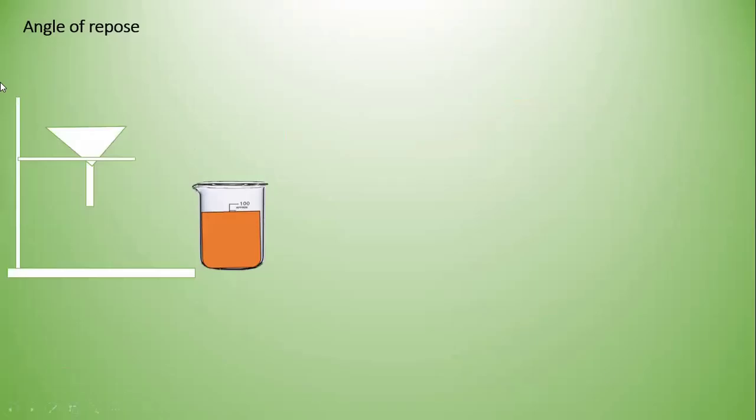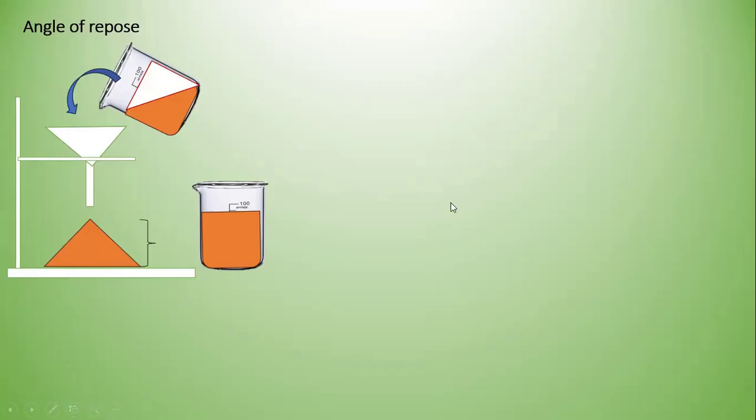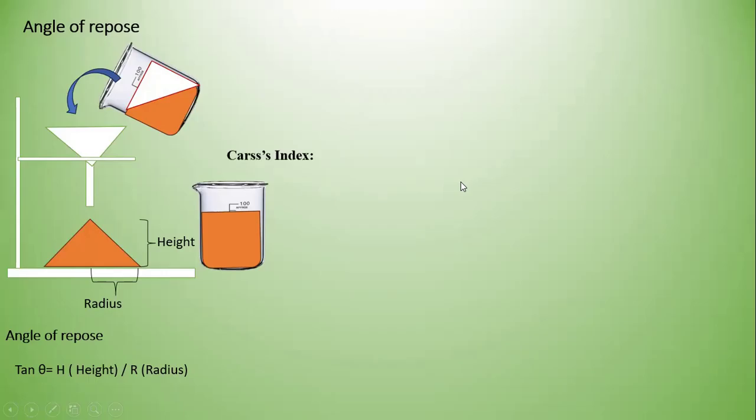For the calculation of the angle of repose, we take a funnel set on a stand at 5 centimeters from the ground base level. In that you add the powder. The powder should pass through the funnel, and at the bottom a cone-like structure is formed. Measure the height of the cone, that is 5 centimeters, and the radius of the cone. Then put the values in the formula: tan theta is equal to height divided by radius. The answer you get is your angle of repose.